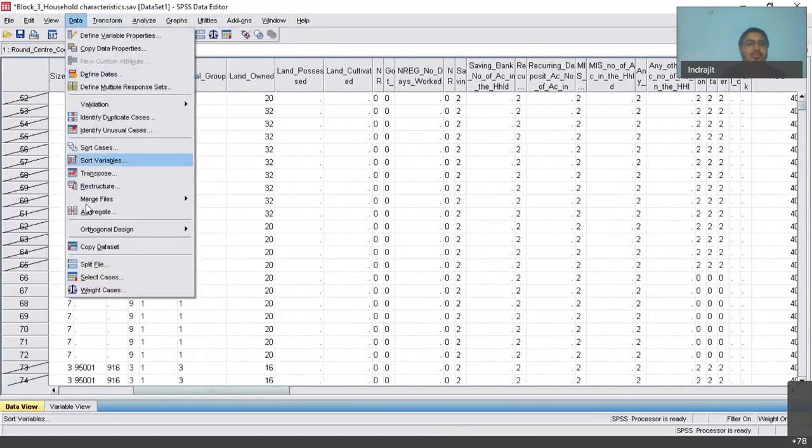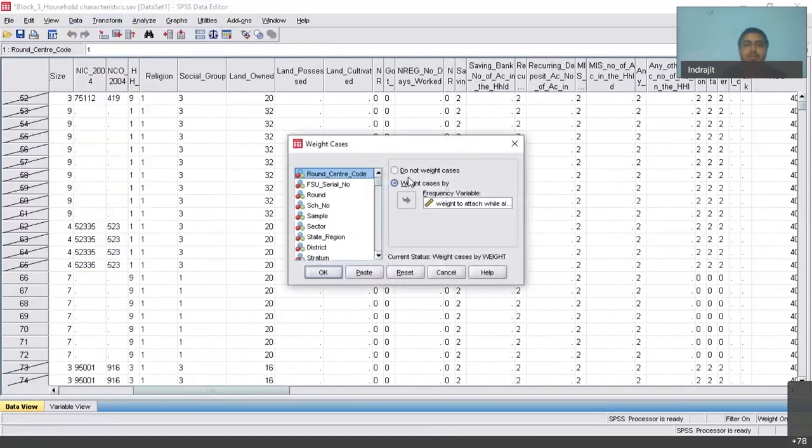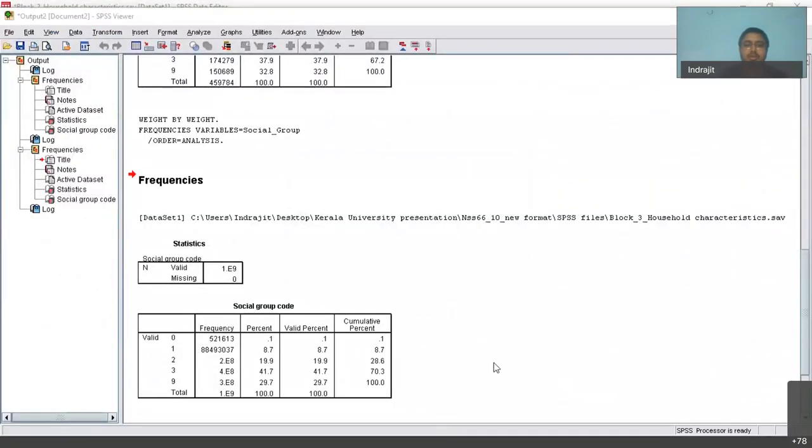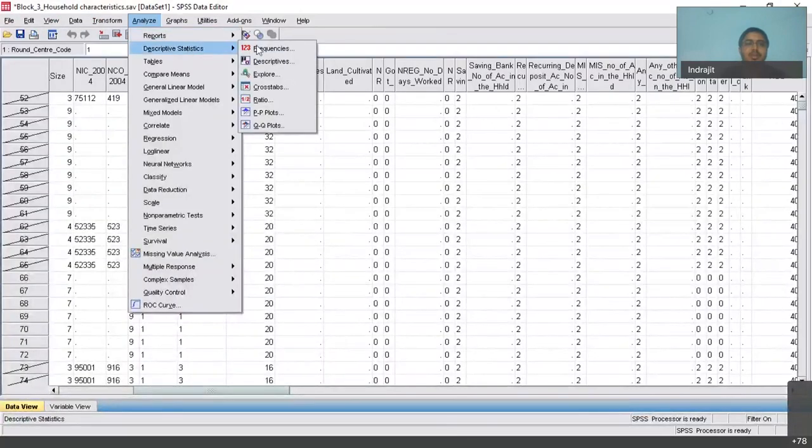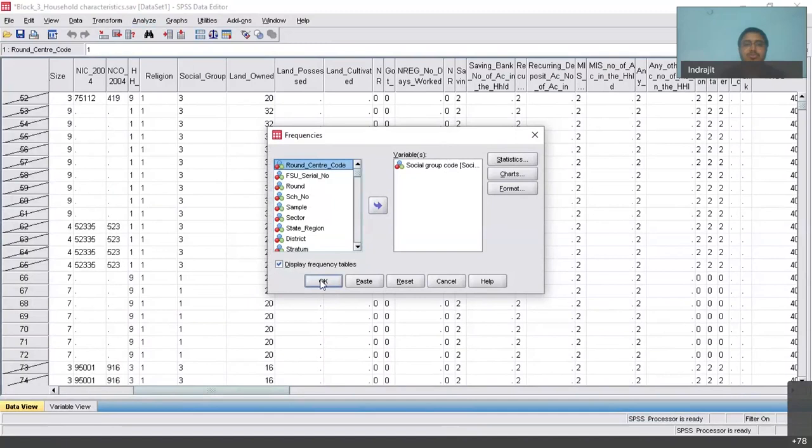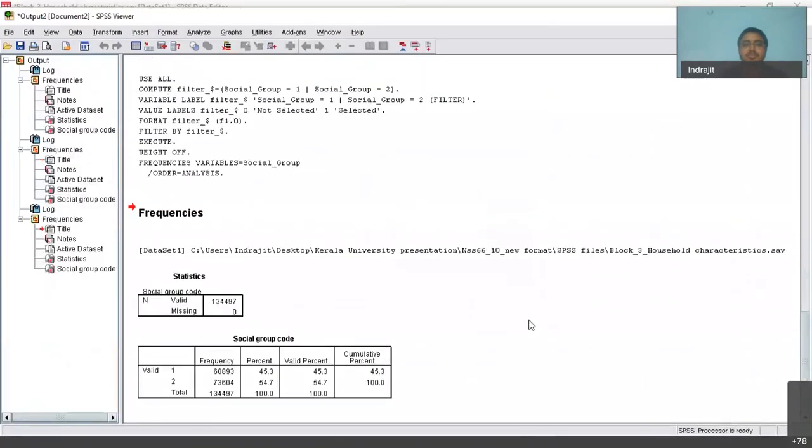Now let me turn off the weight, because you already understood weight. So here, let me conduct the same frequency analysis for social groups. So I got it. You see, it is not reporting 3 and 4 anymore. Now my analysis is only based on social groups 1 and 2.